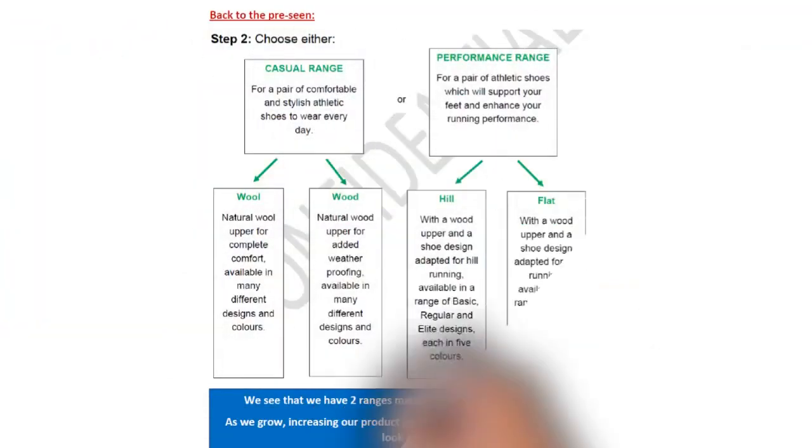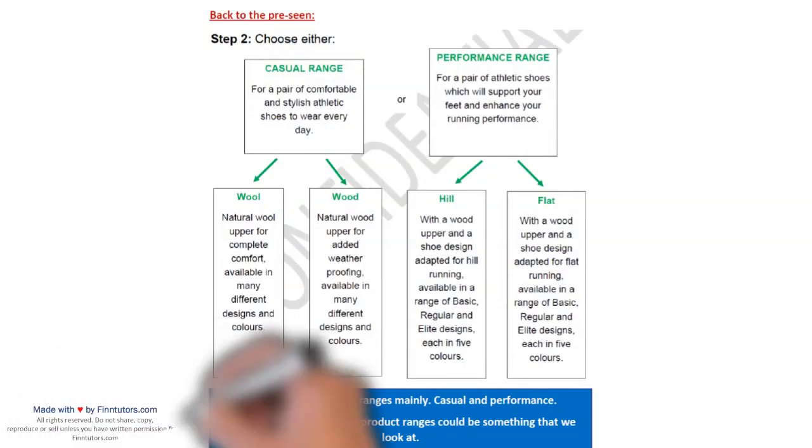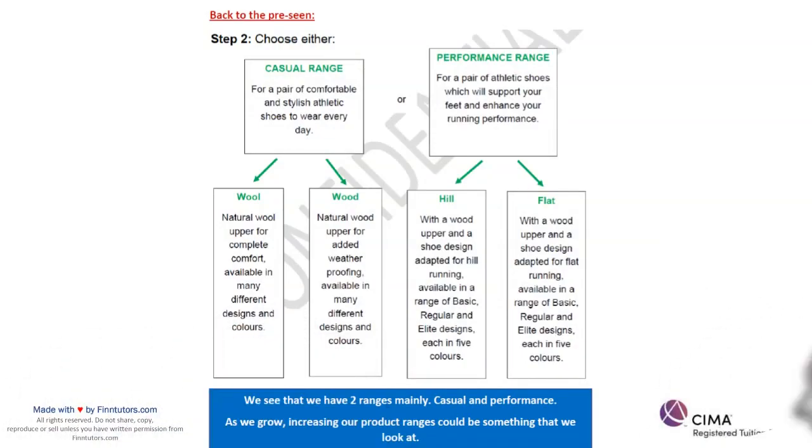After the supplementary reading, we are back to the pre-seen. So the first step on the website was to choose where you want to buy from, whether you want to buy at a retail store, online store, or from the app. The second step is to choose whether you want casual shoes or performance shoes. Casual are comfortable, stylish. Performance are mainly athletic shoes that are used for running to enhance your fitness. Under the casual range, you have the wool range and the wood range. Under the performance range, you have the hill range and the flat range.